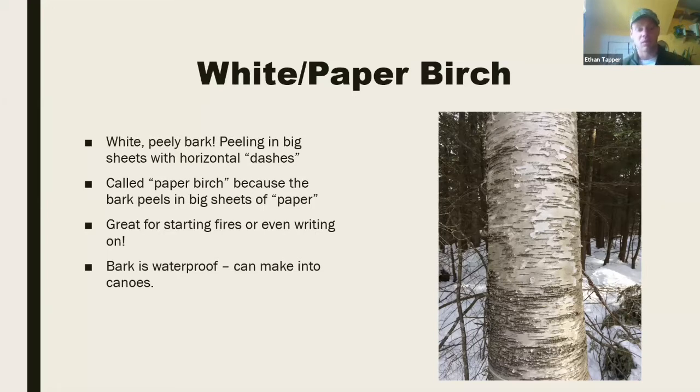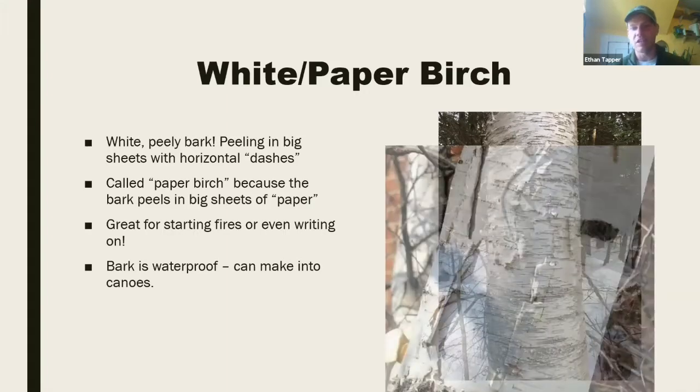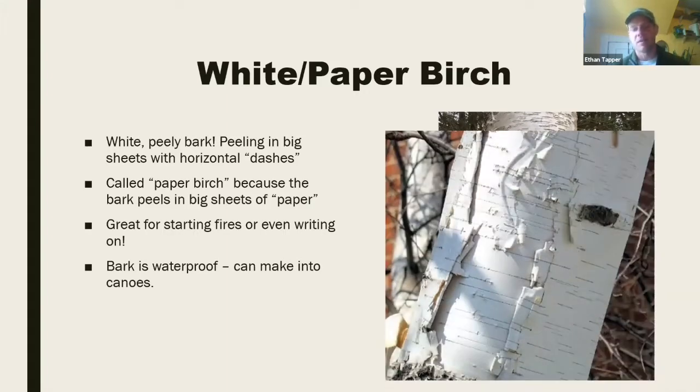White or paper birch, it's either called white birch or paper birch, it's the same tree, is a really good example of this. There's all these different characteristics. They have leaves, and they have twigs, and they have buds, and they have flowers, and all these other different things. But most people can identify white paper birch just from the bark. So paper birch or white birch, and I'll use those interchangeably, it has white peely bark. It peels in these big sheets. You guys have probably all seen this. It's called paper birch because those bark sheets are like big sheets of paper.